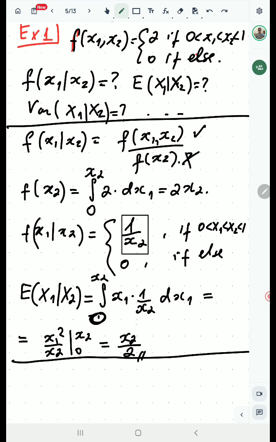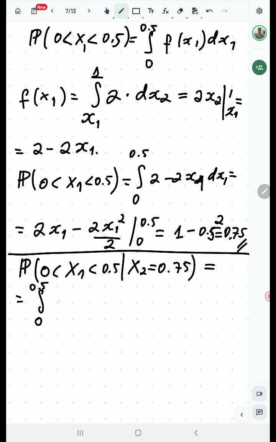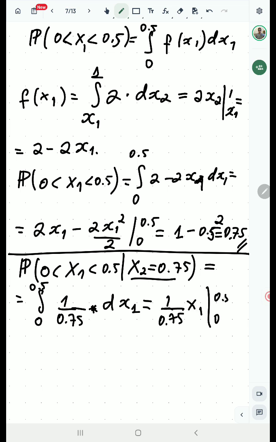And remember that x1 is between 0 and x2, okay? So we have 1 over x2, which is the conditional density. And here, instead of x2, we are going to plug in 0.75, yes? Because we're fixing it at 0.75. So this is the conditional density, and that's all, g of x1, because we are trying to find a probability related to x1. That is going to give you 1 over 0.75 times x1 evaluated within this interval, and that is equal to 0.5 over 0.75, which is 2 over 3. Okay, this is the answer.